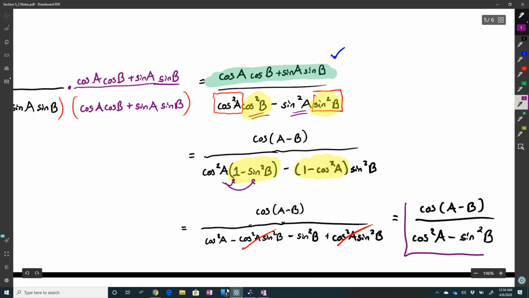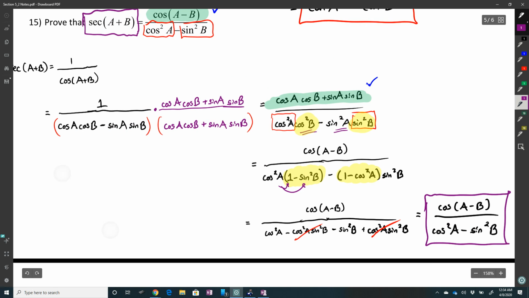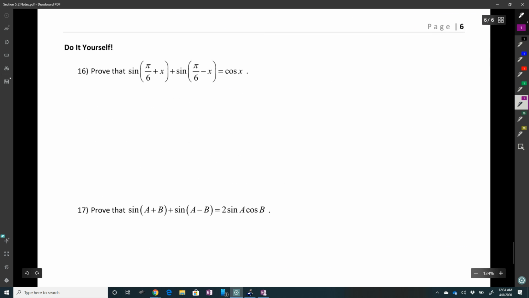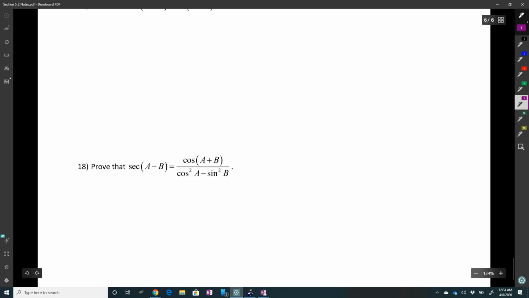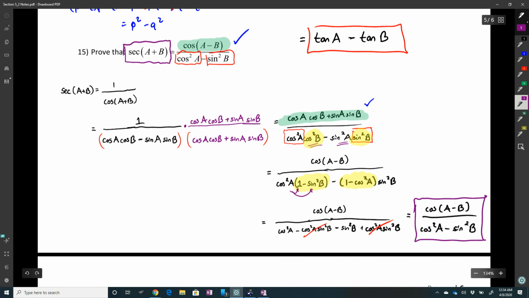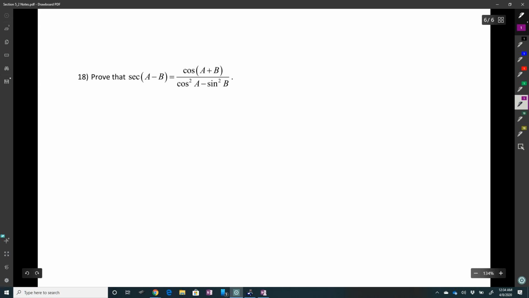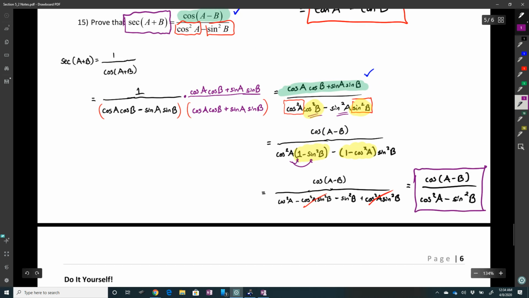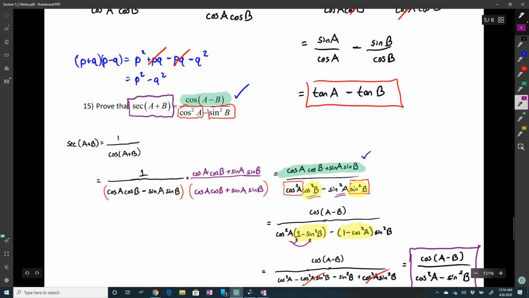Can you imagine if I was a perfectionist and I'd redo the video every time I screwed up? That would be terrible. But anyway, that's the hardest one here. On the next page, there are some proofs I want you to do. And notice the last one is pretty much exactly the same as the one I did, except instead of secant of a plus b, it's secant of a minus b. All right, so work on those.